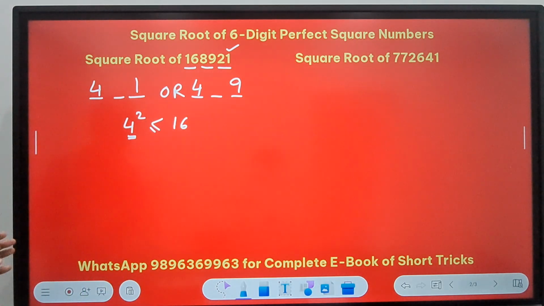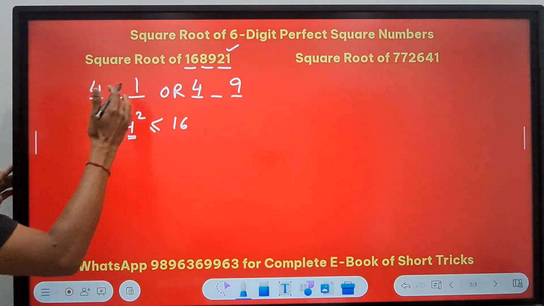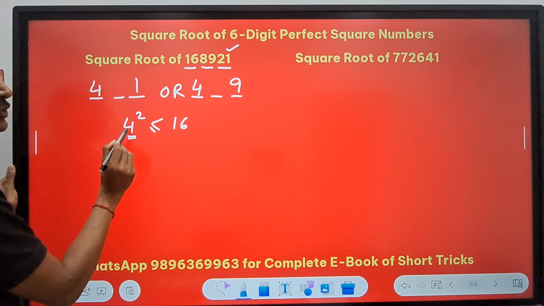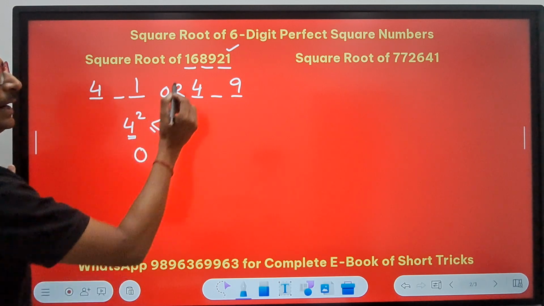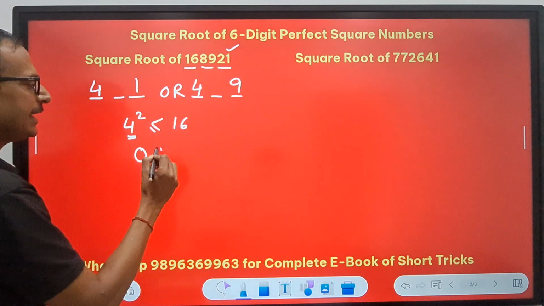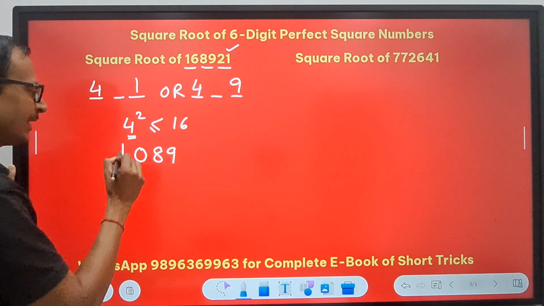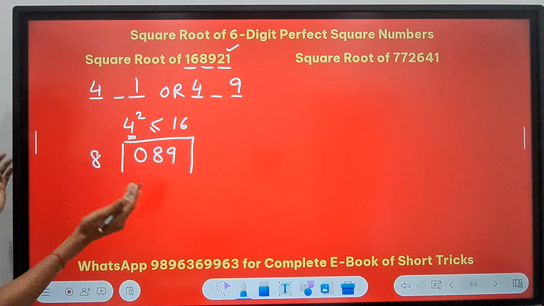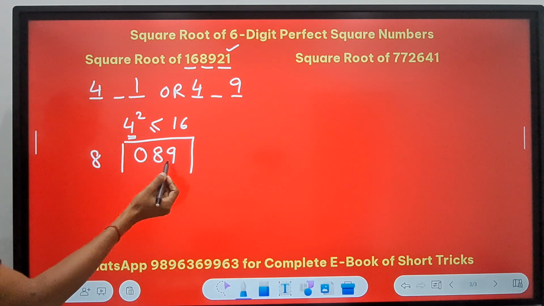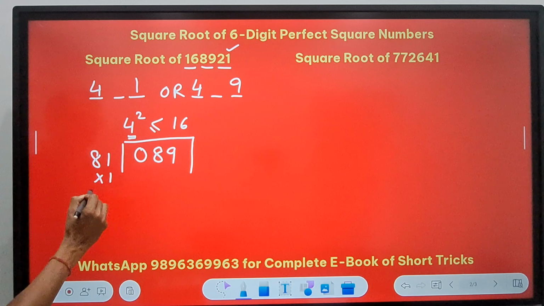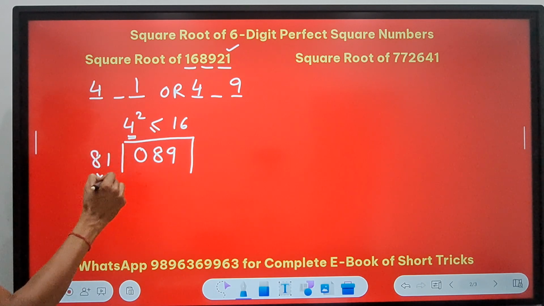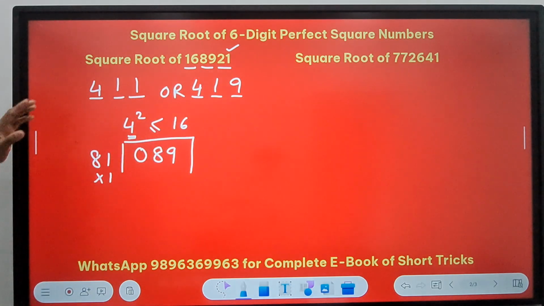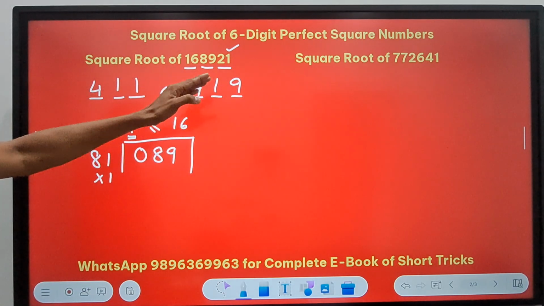So 4. And then we have the middle digit. 16 here minus 4 square, 16, is 0. And then we have the second doublet 89. Right? And now on the left, double of 4 is 8. So very easy. We have 89 here. So 81 times 1 will get me closest to 89. So 1 becomes the middle digit. And we have two options, 411 or 489.